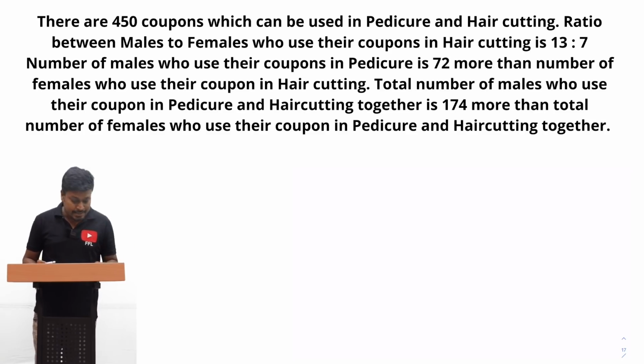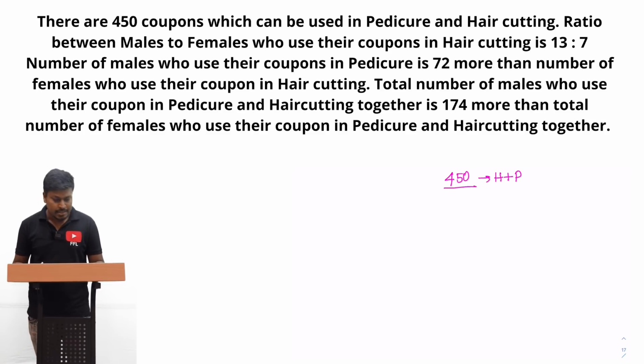So they have given a passage here. There are 450 coupons which can be used for pedicure and hair cutting. The ratio between males and females who use their coupons for hair cutting is 13:7. So what they are saying is the total number of coupons is 450, for both hair cutting as well as pedicure. So the total number of coupons planned will be 450. And out of these 450 coupons, the males and females who use their coupons for hair cutting will be in the ratio 13:7.